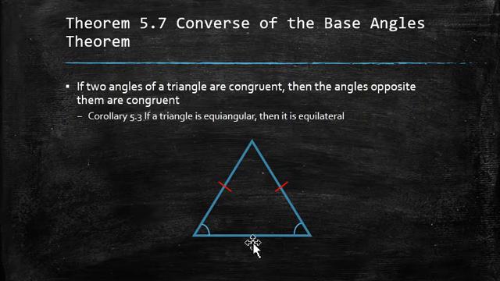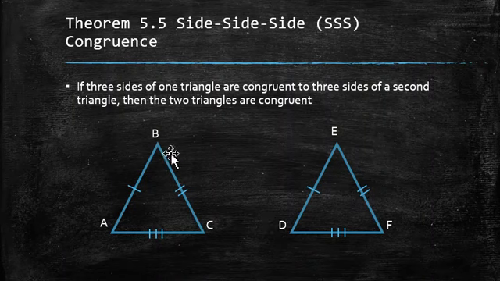The next theorem states that if corresponding sides of two triangles are congruent, then the triangles themselves are congruent to each other. For example, if side AB is congruent to DE, and side BC is congruent to side EF, and side AC is congruent to side DF, then these two triangles must be congruent.